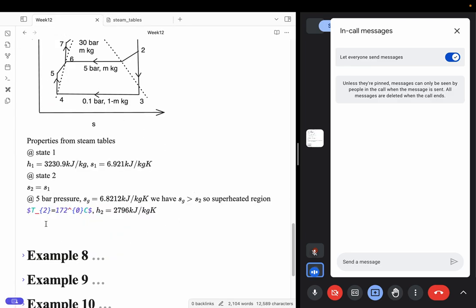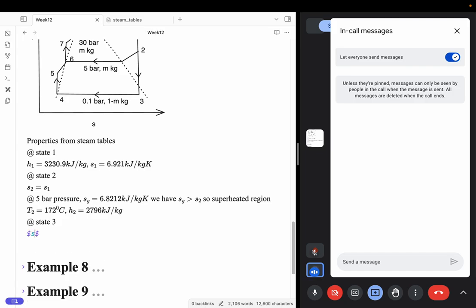If you do the linear weightage, I got the temperature to be around 172 Celsius. Similarly, once you get the temperature, you can also calculate the enthalpy. So the enthalpy is coming out to be around 2796 kilojoule per kg. This is at state 2. Now similarly, I can calculate at state 3 also.